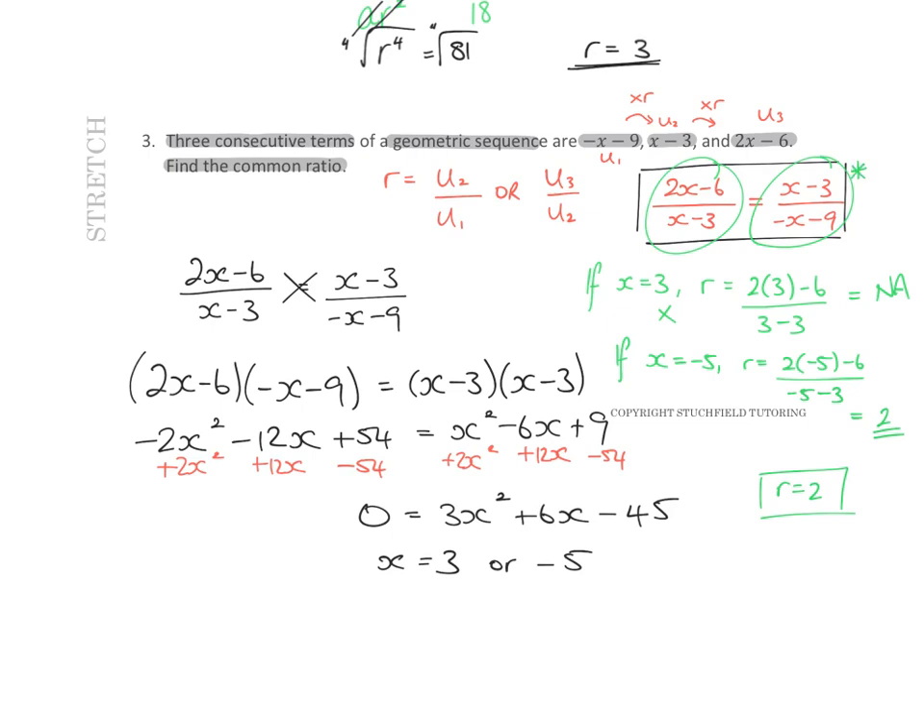I'm also just going to sub x into here, just to be sure. That's a nice way of checking. So minus 5 minus 3 over minus 5 minus 9 is also 2. So that is my answer.